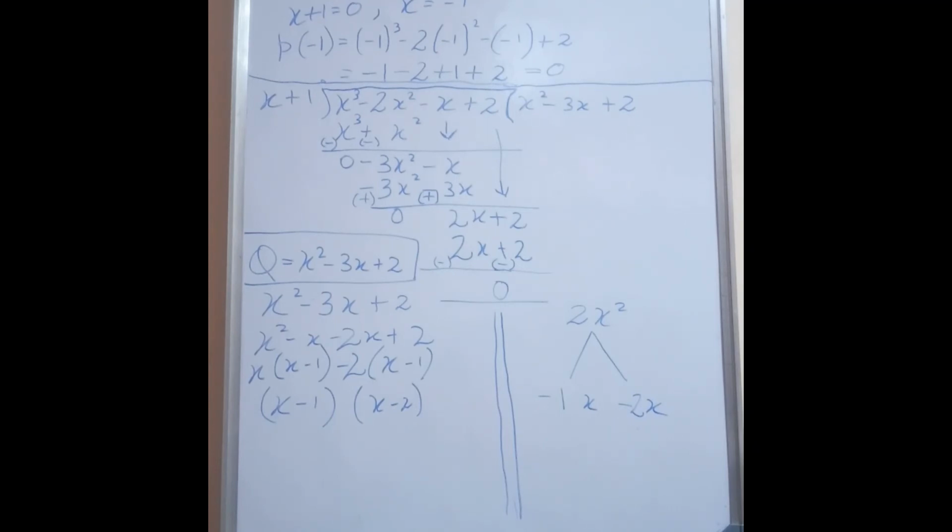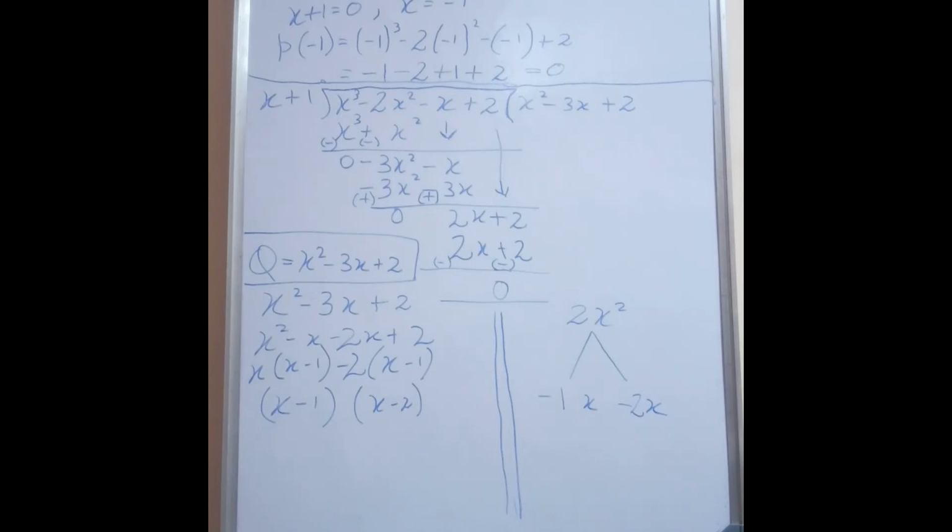So here we have x cube minus 2x square minus x plus 2 divided by x plus 1. First we find a term which gives us x cube when multiplied by x. So here we got x square. Now let us multiply x square with the whole divisor, which gives us x cube plus x square. Let us opposite the signs, which gives us 0 minus 3x square.